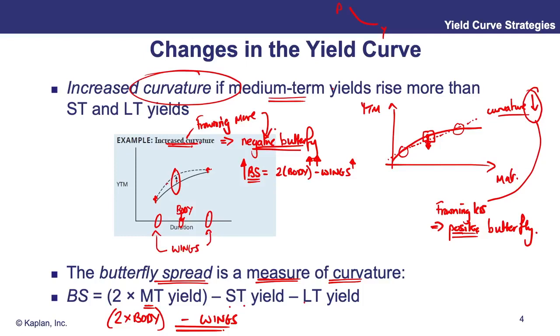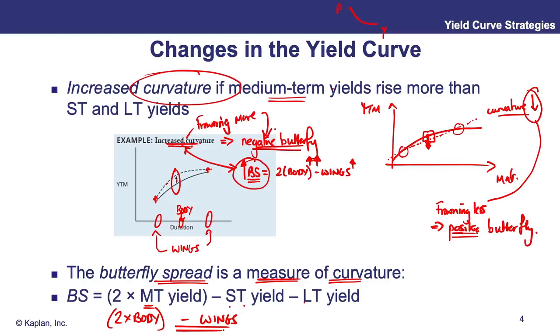So just be careful with this, because the body's going up by more than the wings. Once again, visually you can see that. Take care with the language here. Increased curvature, increased butterfly spread. Yeah, we like that, but that's associated with a negative butterfly shift. So be careful with that. The butterfly spread goes up when we have a negative butterfly shift. That's more curvature when we have a negative butterfly shift.